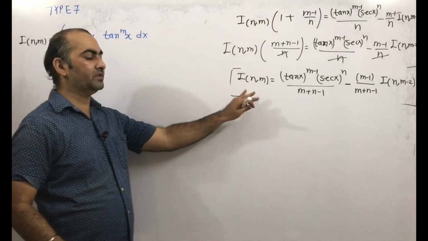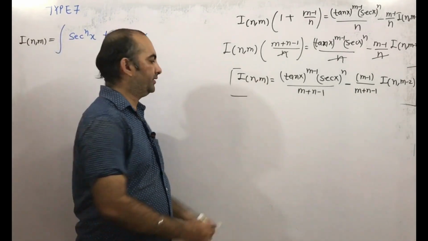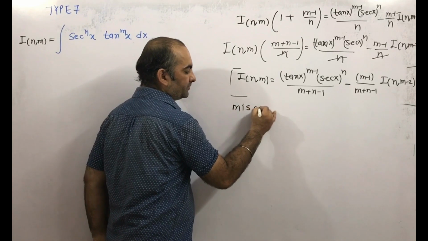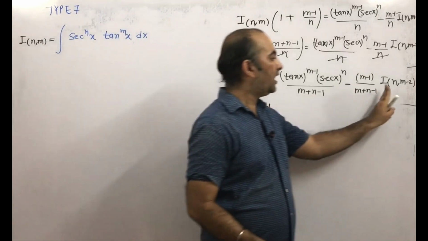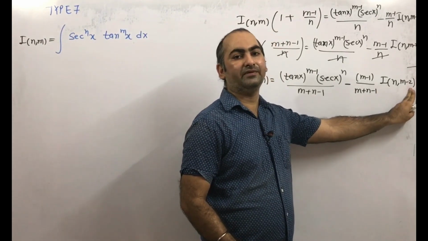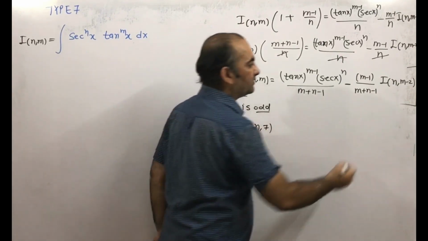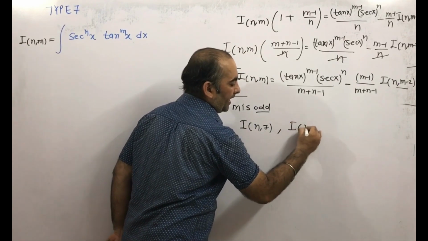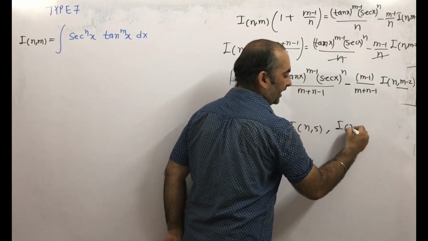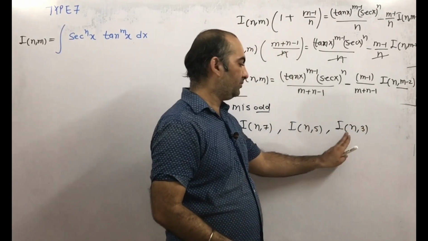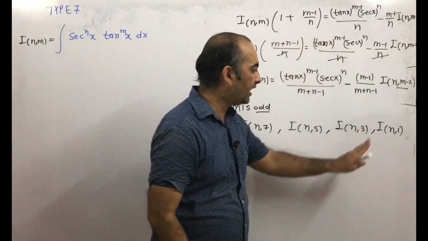We got this relation. So using this relation we have to solve this problem. Now here, if m is odd, then what will happen? Suppose m is 7. Then I(n, 7) will convert to I(n, 5), then I(n, 5) will convert to I(n, 3), and I(n, 3) will convert to I(n, 1). Okay, then we have to find out I(n, 1).